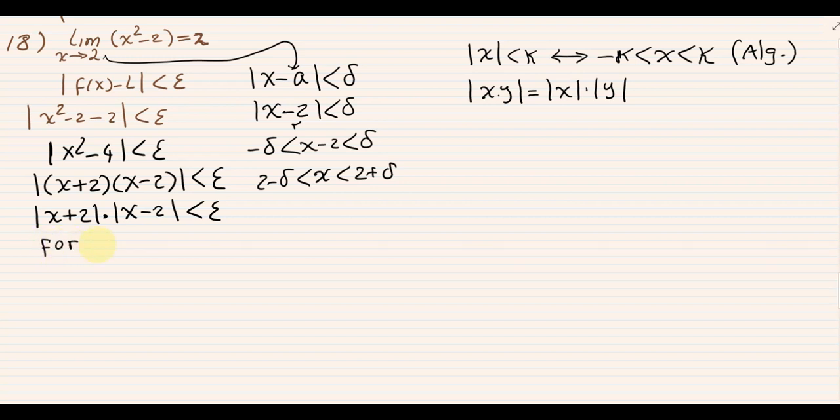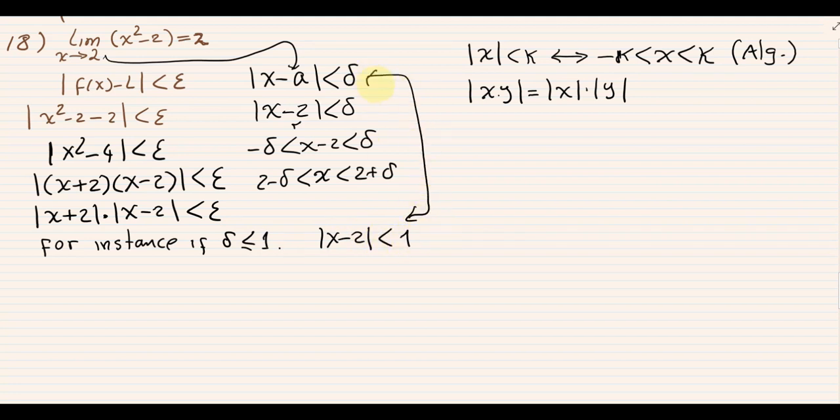So let me write this now. For instance, if delta is going to be less than or equal to 1. Now, let's take a look at our absolute value of x minus 2 less than delta. So we're going to let delta be 1. I'm going to rewrite this in the form negative 1 less than x minus 2 less than 1. That's just to write the expression without the absolute value. Then adding 2 to both sides gives me x between 1 and 3.